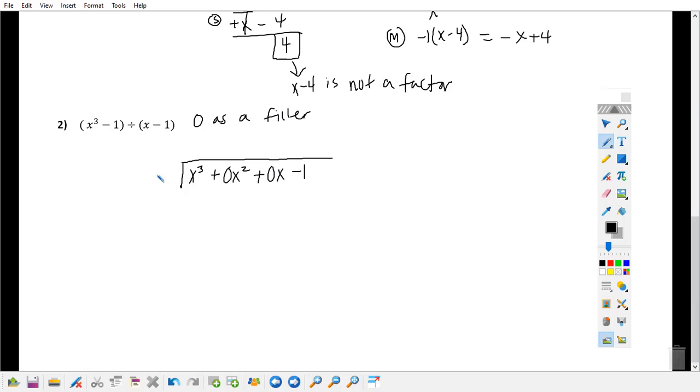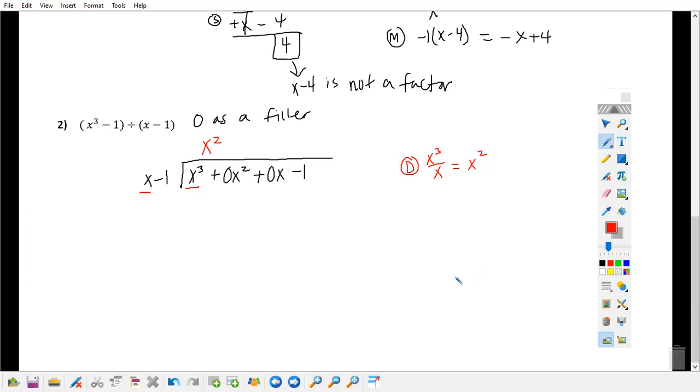Okay, on the outside is still my divisor, and my divisor is x minus 1. So steps 1 and 2 are done. Now you're going to go through the other steps where we divide, multiply, subtract, bring down. Divide, multiply, subtract, bring down. So I'm going to divide x cubed divided by x. In my head, I'm doing x cubed divided by x, and that equals what? X squared. So that's part of my quotient.